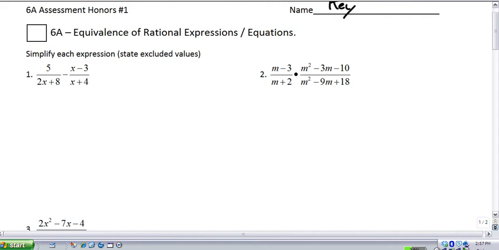So here we go. This is hopefully going to help you out. So the first one, you're asked to subtract one fraction from another. When I see subtraction, I think, oh, I have to have a common denominator. So before I worry about getting any common denominators, I'm going to look at each denominator in factored form.